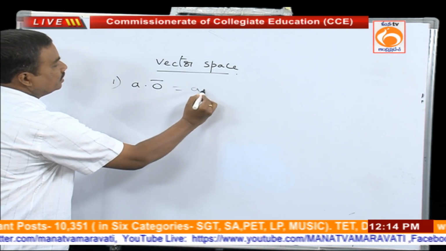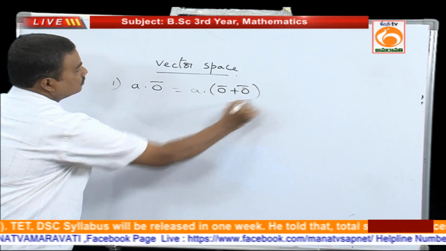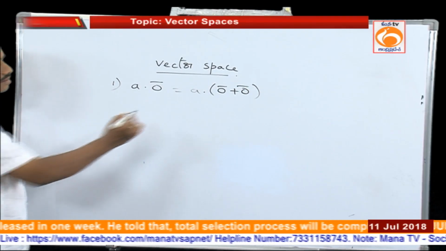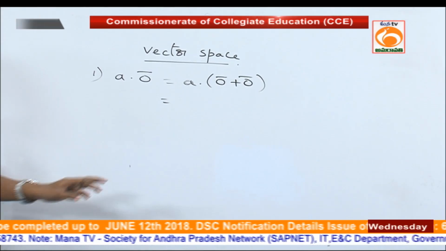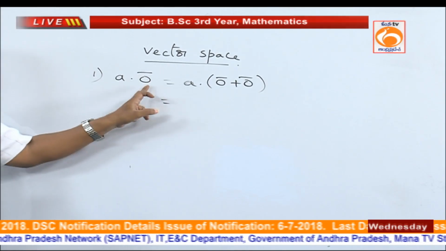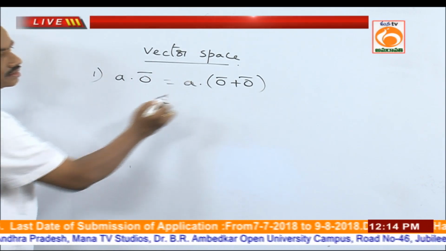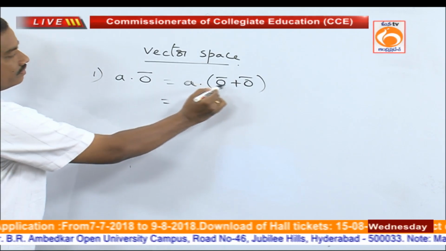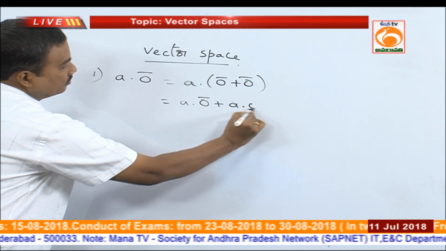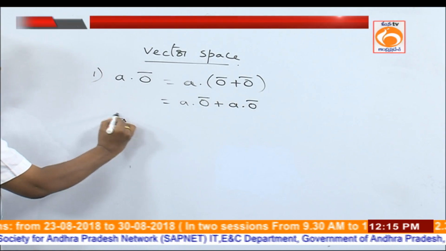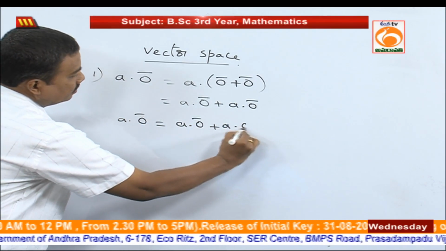Just take A dot 0 bar. I am writing the 0 bar as 0 bar plus 0 bar. Can we write this? Yes, because 0 bar is the additive identity in V. So, I can write 0 bar as 0 bar plus 0 bar. By the distributive law, the third condition of the vector space, A dot alpha plus beta, that gives A dot 0 bar plus A dot 0 bar. So finally, we are getting A dot 0 bar equal to A dot 0 bar plus A dot 0 bar.